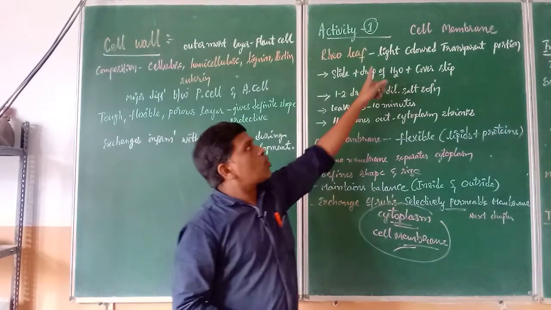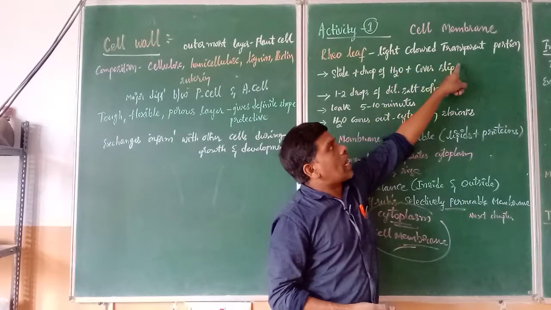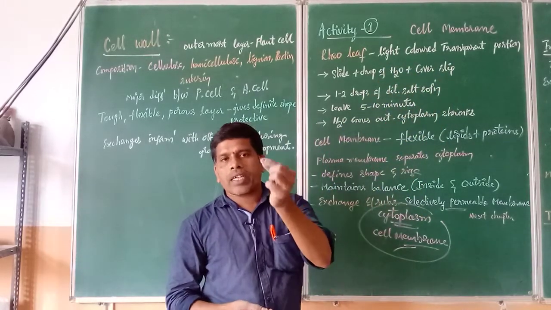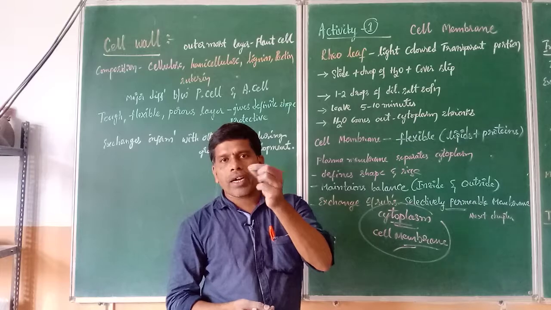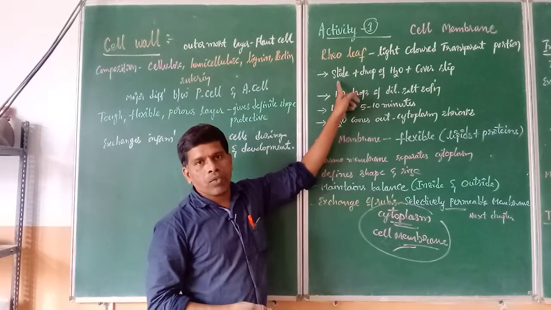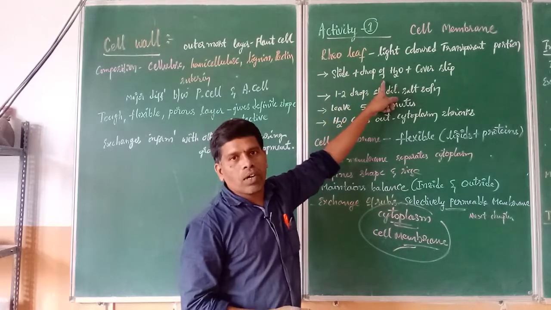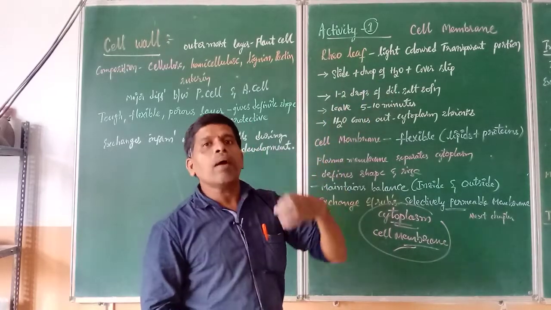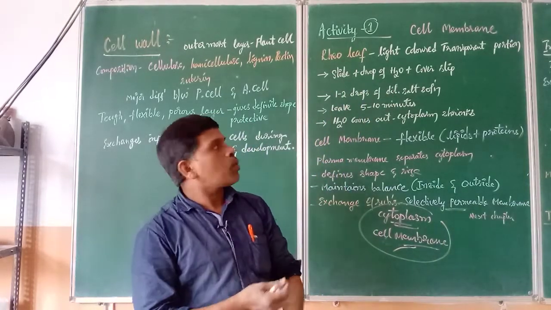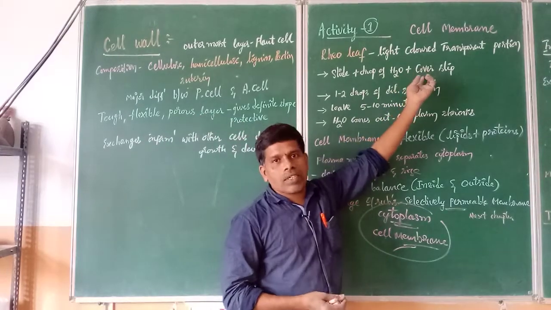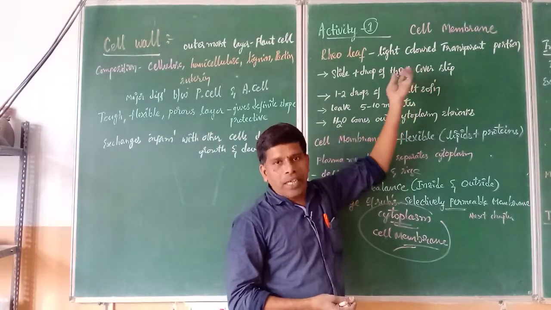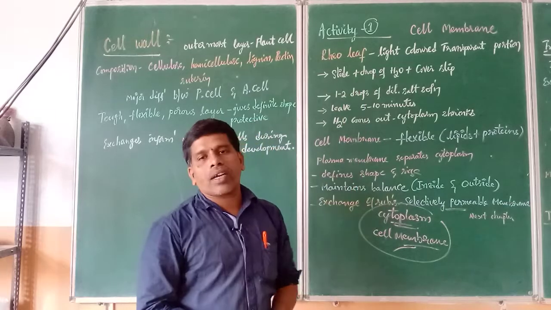When you tear it, you get some light colored transparent portion. Take a small portion of it, cut it and put it onto a neat slide. Then add 1-2 drops of water so that the material does not dry up. Then cover it with the cover slip. Put a cover slip over the material. Now try to observe under the microscope.